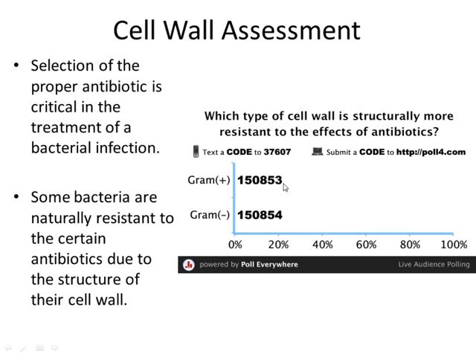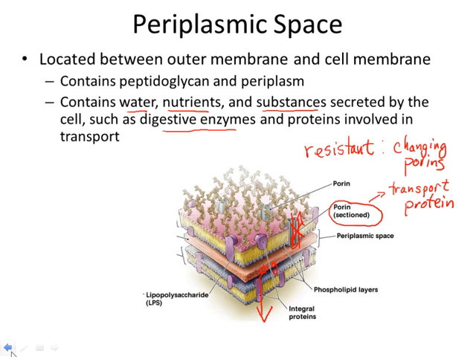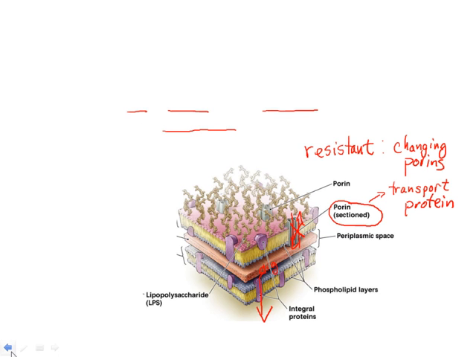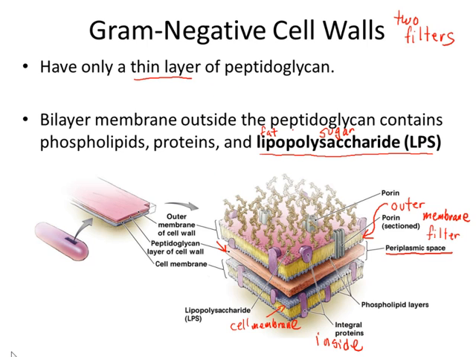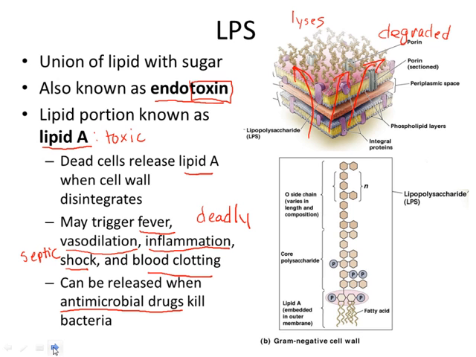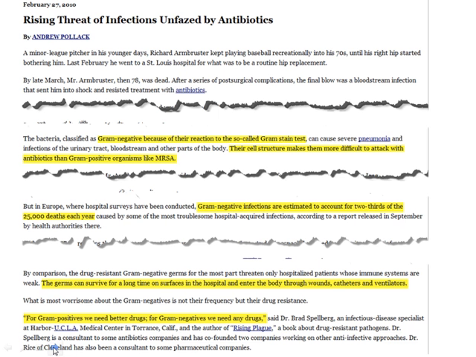All right, I assume everyone's done that. What is the correct answer? The correct answer is a gram-negative cell wall. A gram-negative cell wall, as we talked about, has an outer membrane that acts like a filter, and because of this filter, there are many antibiotics that can't traverse that layer, making the bacteria naturally resistant to many antibiotics. So the best answer here again is gram-negative.